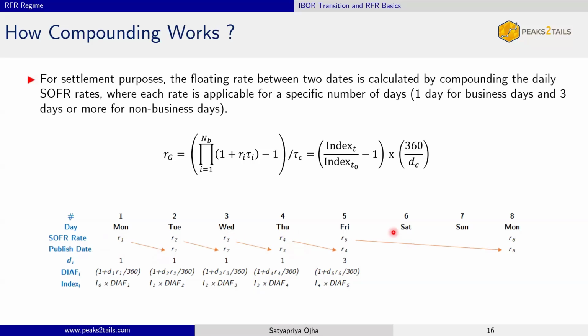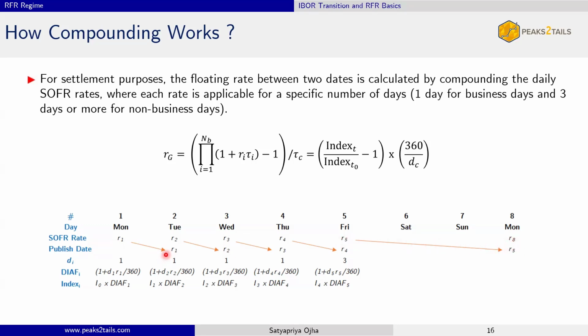So understand this. Let's say we're trying to calculate the total interest payment over 1 week. Here you can see the days. Now, the SOFR rate that is applicable for Monday, R1, will be published on Tuesday. R2 is the SOFR rate that is applicable for day 2, which is Tuesday, but it will be published on Wednesday, 8 a.m. Eastern Time. So this is the published date. And remember the last one, Friday. Friday rate is R5, but you will only know it on Monday.